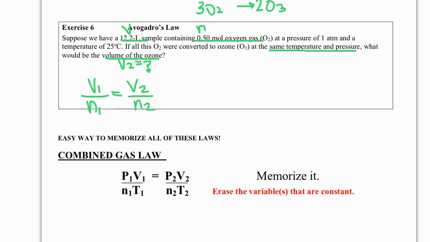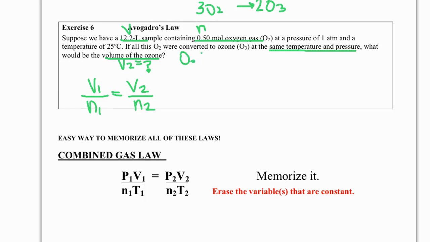So my volume 1 over N1 equals volume 2 over N2. That's the relationship. It's the same one we just did with volume and temperature with Charles' law. We're just keeping temperature constant and changing the amount of gas. So we can plug into that. But before we can do that, we have to do a conversion to figure out how many moles of ozone I have, because I want that other volume.